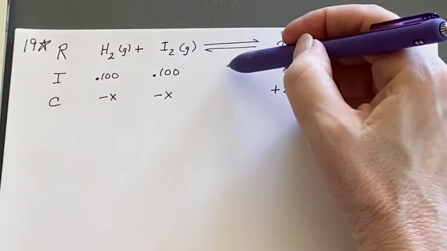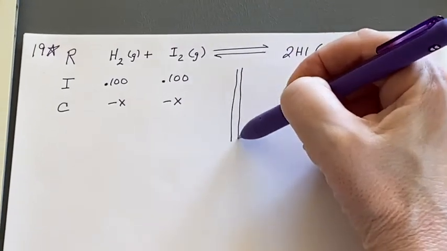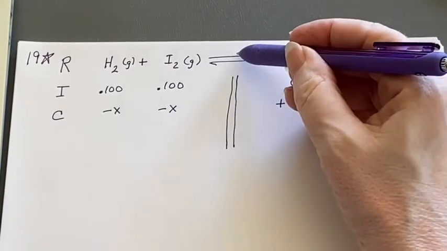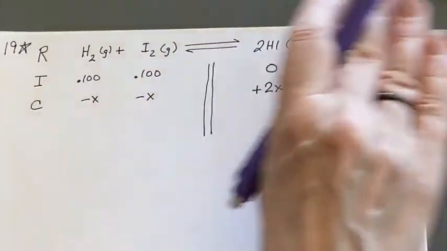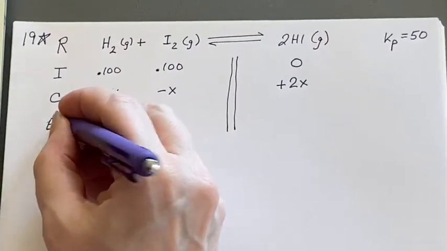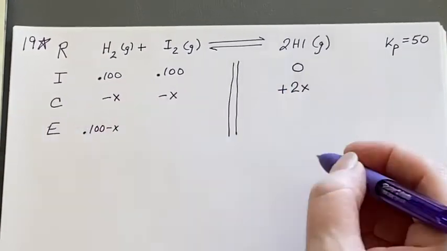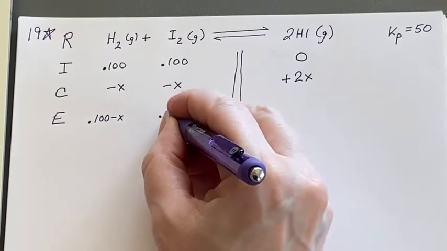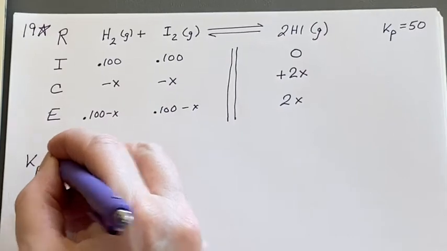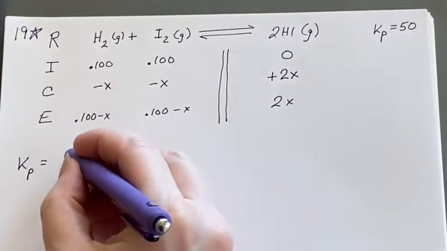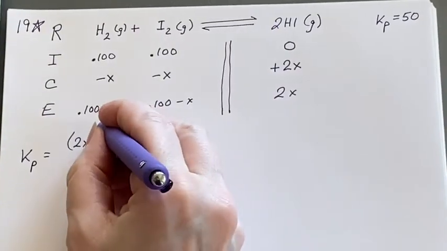Now, the other thing I like to do on my tables is to remind myself which side is which. So I like to fill in where this is with a couple of parallel lines to separate my reactants and my products. So what's the equilibrium? Well, after this is all done happening, then my concentration is this. Same for this one. And this is going to be 2x. I know that K sub P is calculated by taking the products. So that's your 2x. And because there's a 2 here, it gets squared.